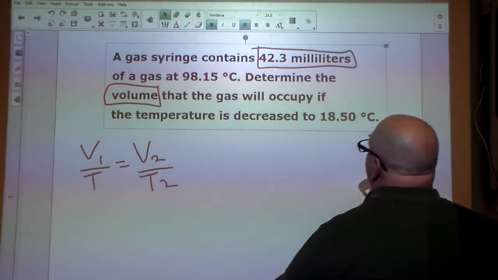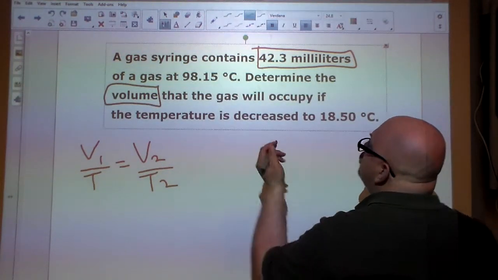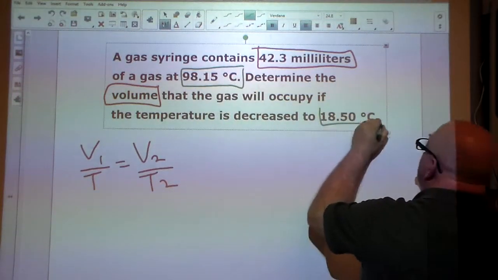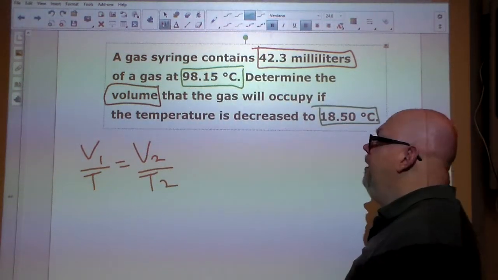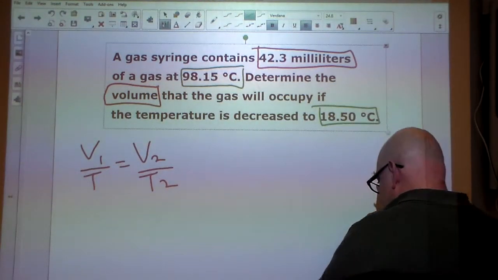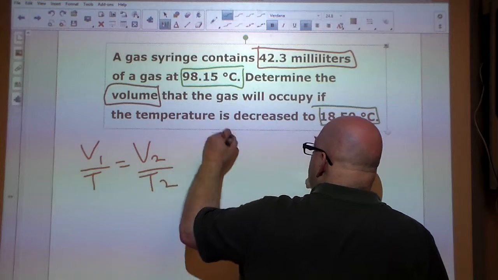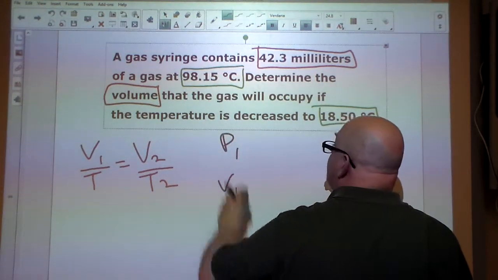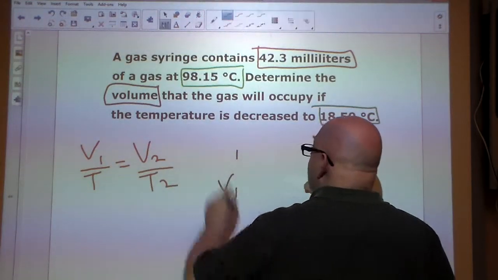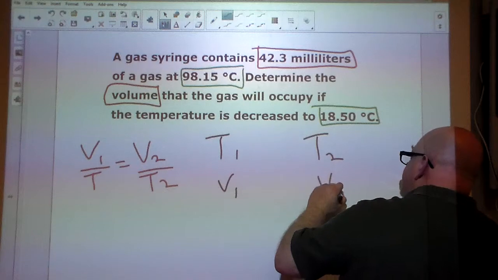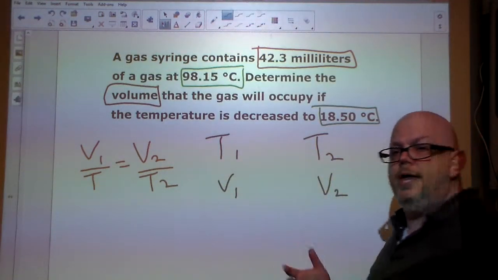And I look for temperature. Well, I have a temperature here, and I have another temperature over here. Now the question comes down to which one is which. When we look at T1 and V1, and here's T2 and V2, how do we know which one is which?